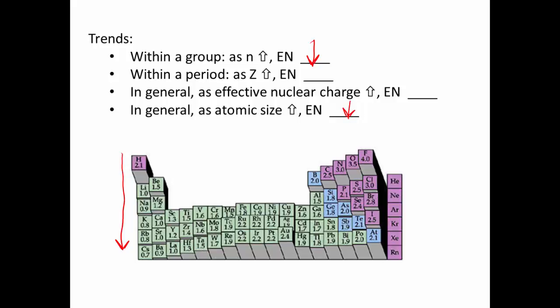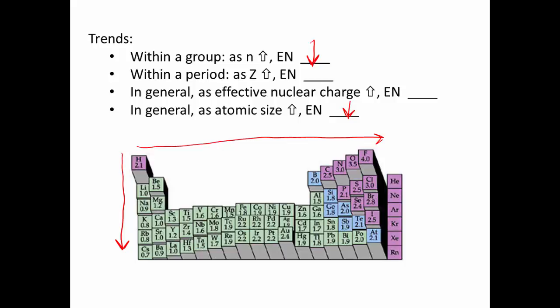Now within a period, as we go across, that electronegativity increases. This is because the effective nuclear charge is also increasing. A discussion of the effective nuclear charge was given in a previous lecture when we talked about periodic trends. And we know that as we go across, we are increasing our effective nuclear charge.